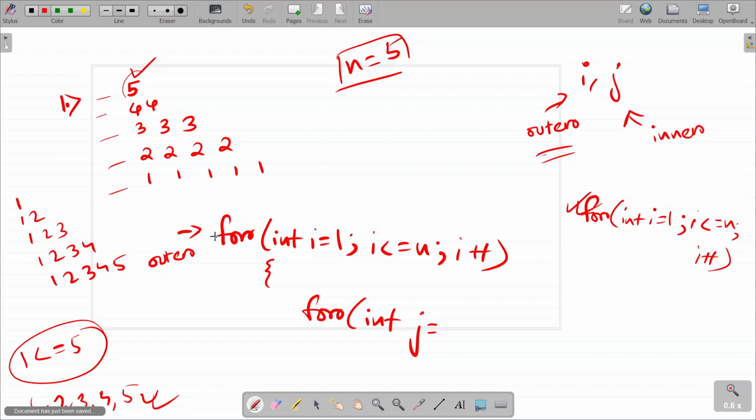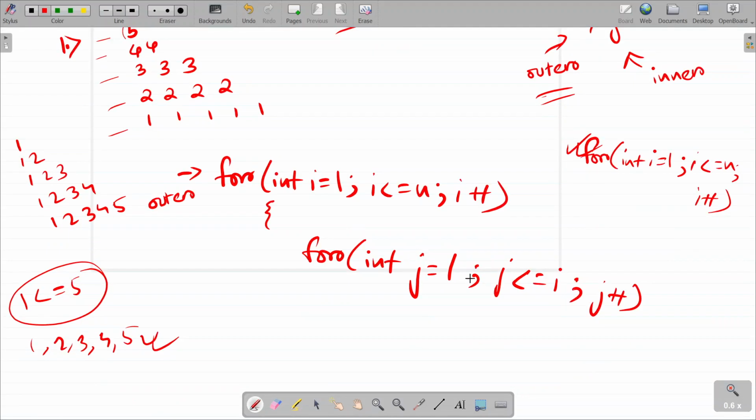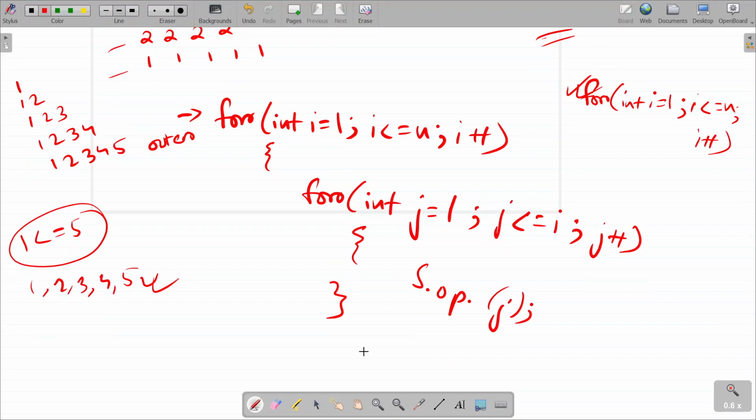So to make j run only one time, you can think of doing something like this: j equal to 1, j less than equal to i, and j plus plus. See, for the first time the j's value will be 1 and i's value is 1, so 1 less than equal to 1, it will run only one time. And we can do system.out.print j, and after that we can come out and print a blank println statement so that it goes to a new line. So can you understand what happened?